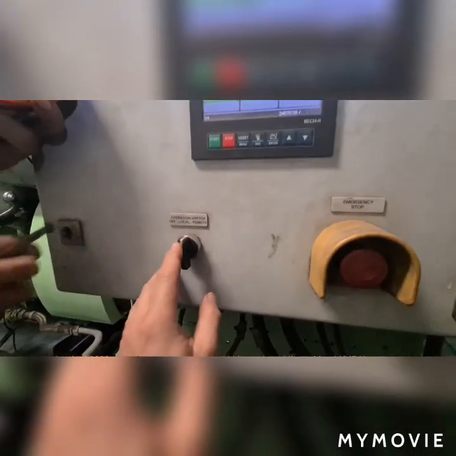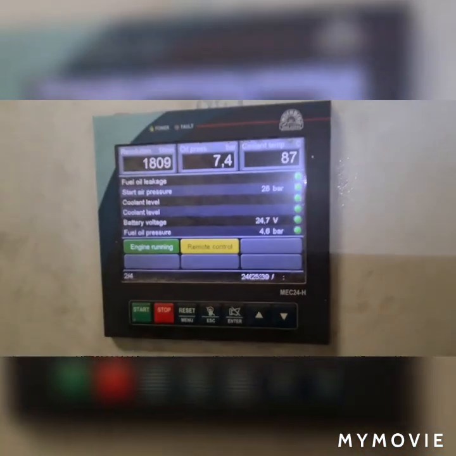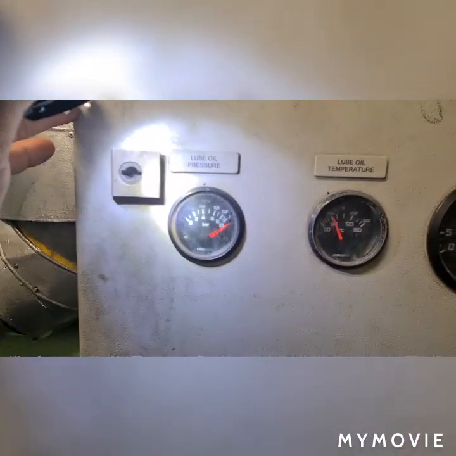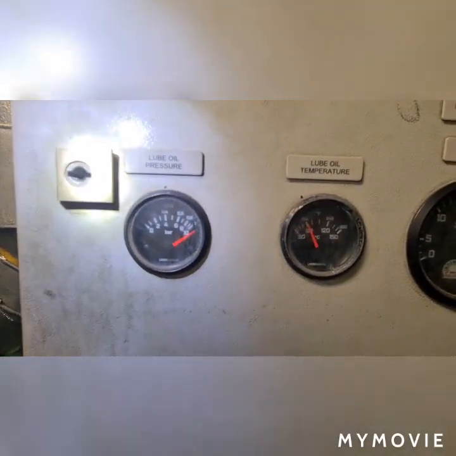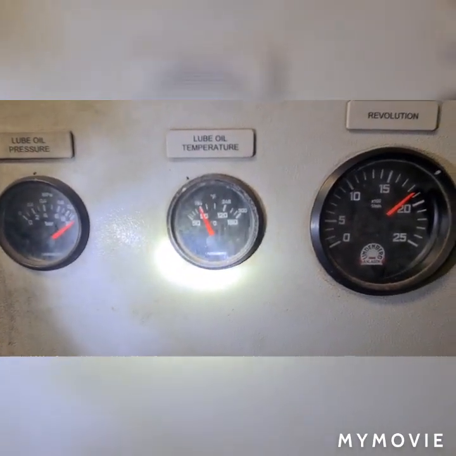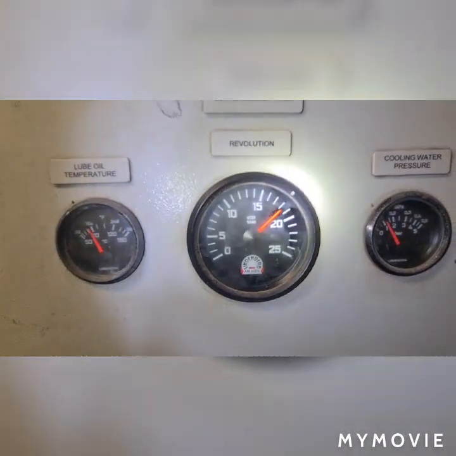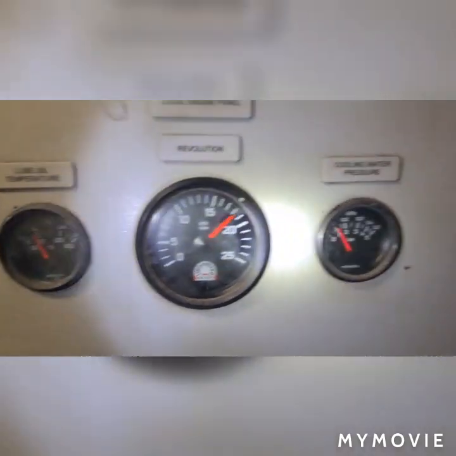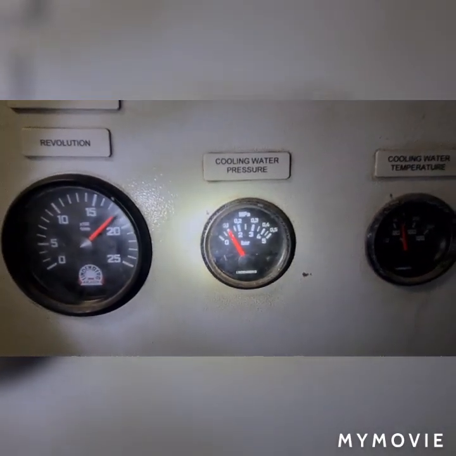So from local, we put it in remote, and we check the fuel temperature and the RPM. Now we have 1800 revolutions per minute, and we go to the engine room to parallel generator 1 to generator number 2.